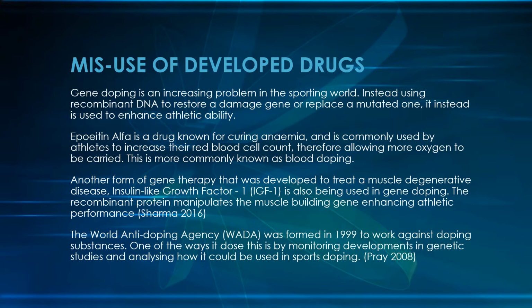Another hormone produced through recombinant protein technology that is used in gene therapy is insulin-like growth factor 1. This was developed to treat muscle degenerative diseases. In the sporting world, however, it is being used to genetically dope the athletes. The recombinant protein manipulates the muscle-building gene, enhancing muscle growth and performance.